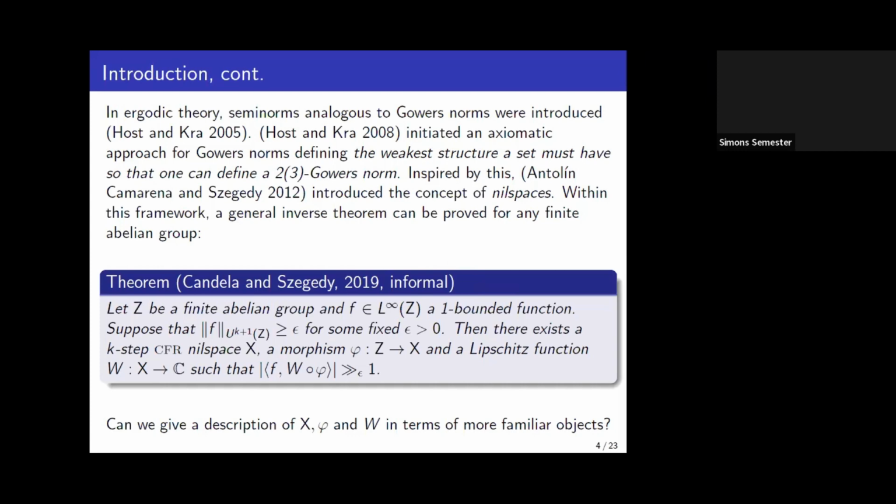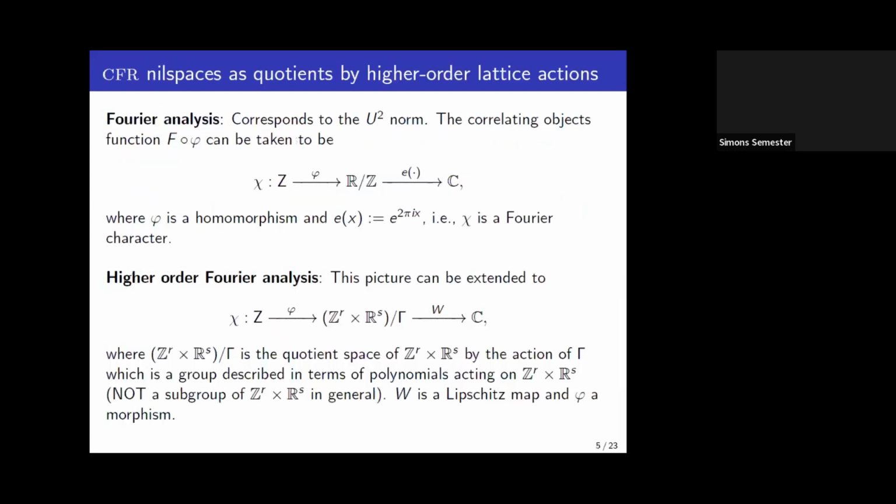the abelian group to the nilspace, and W is a Lipschitz function. Clearly this theorem looks very much like the ones that I presented before, but there was the problem of, okay, this is a nilspace, this is a new definition, new axioms, and the question is, can we give a description of these or some of these elements in terms of some more familiar objects for mathematicians? And the answer is yes.